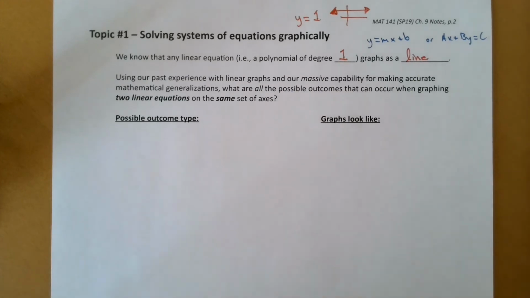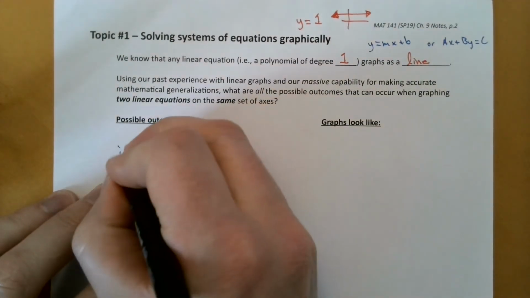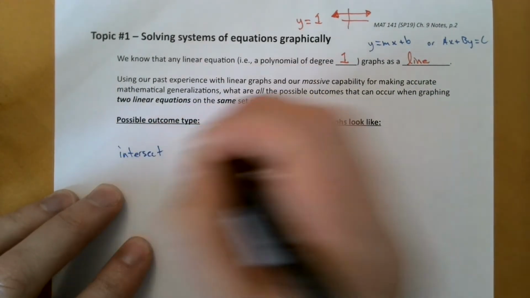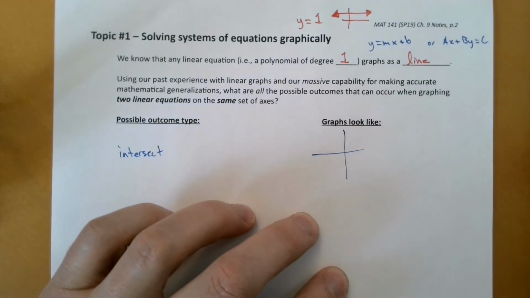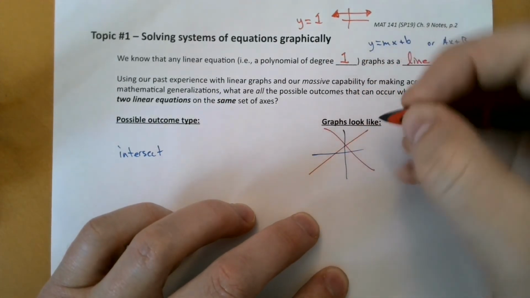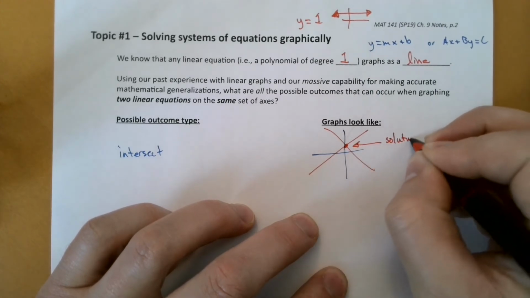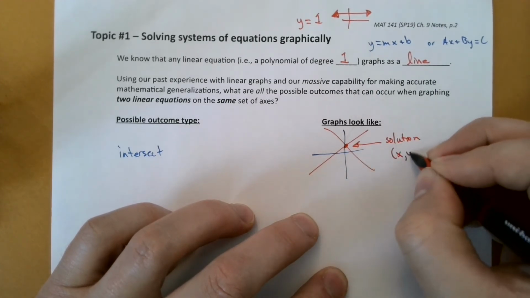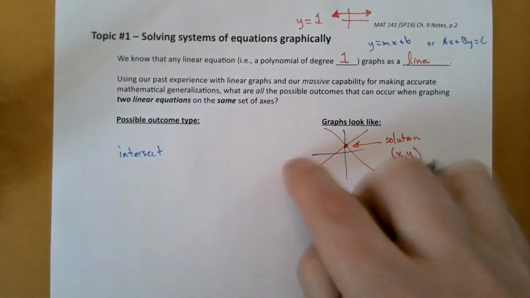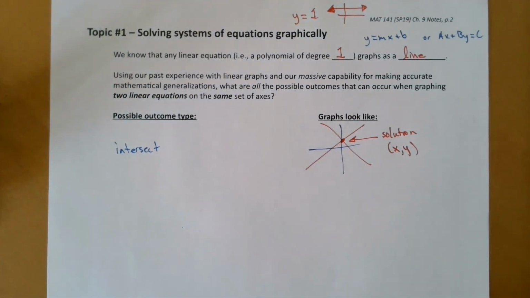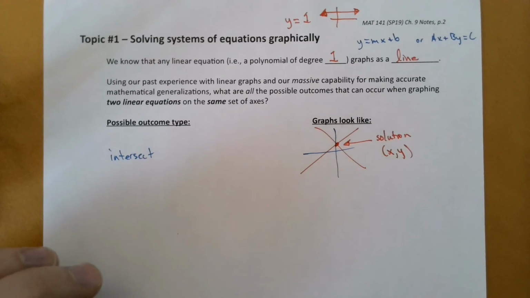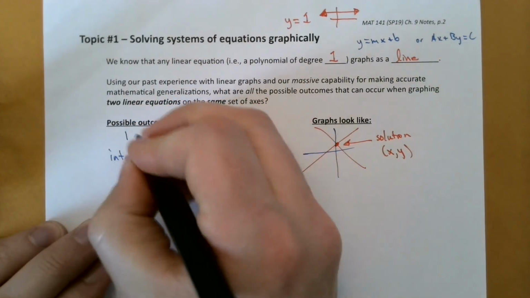Okay, they could intersect, right? How does that look? Something like this. Here's the first one, here's the second one. Bam, that's the solution. Notice it's an ordered pair, an x comma y, that is a solution on both lines. So the intersect option means there is one solution.